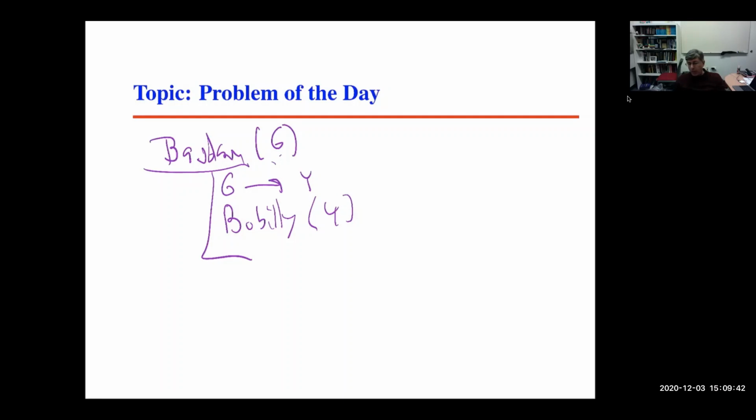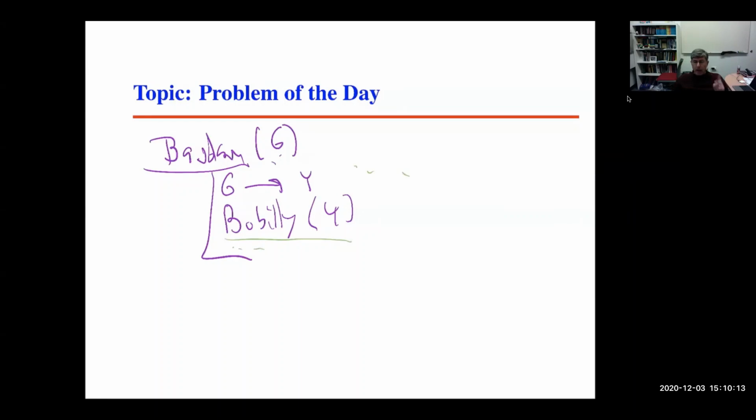If I have a fast Bobilly solver, this would give me a fast Bandersnatch problem solver, assuming the translation is linear, quadratic, cubic, something like that. You give me a polynomial time Bobilly solver, this would give a polynomial time Bandersnatch solver.